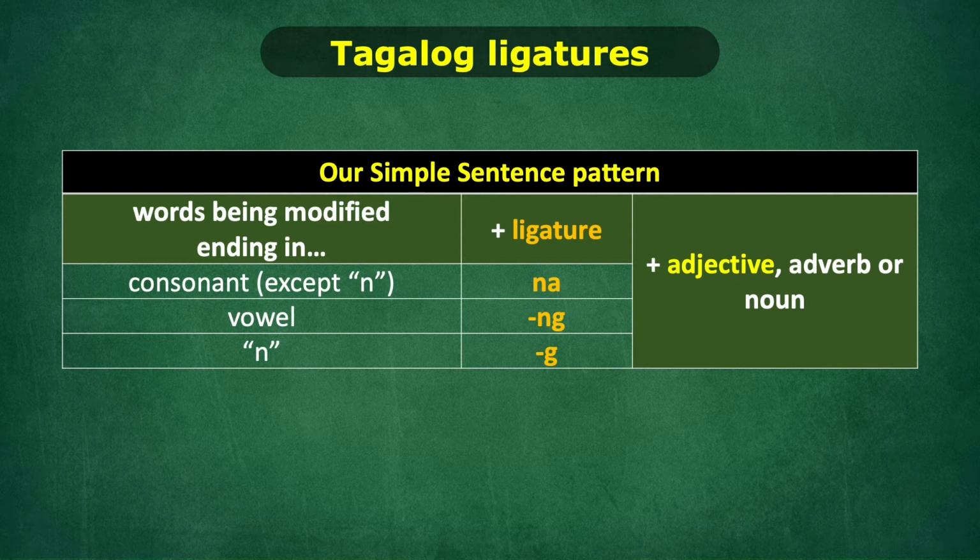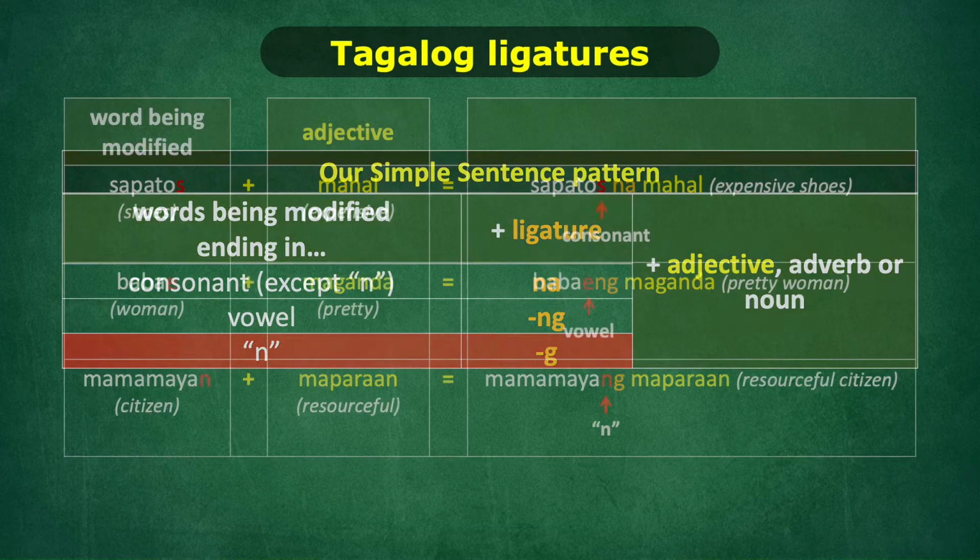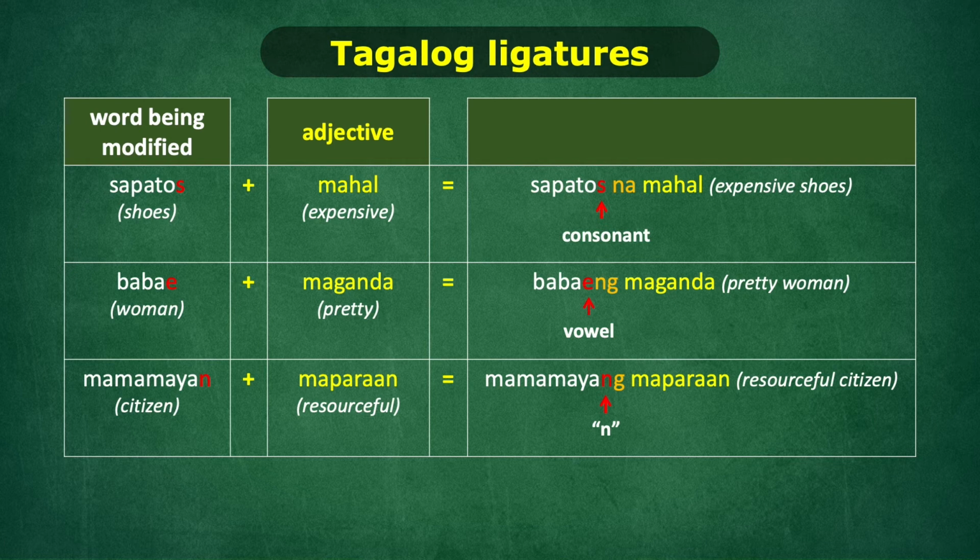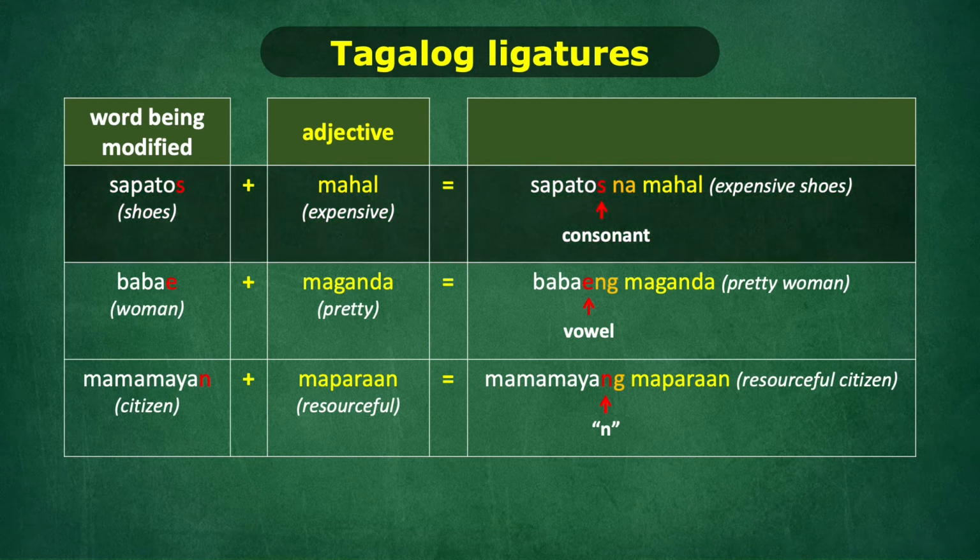In this pattern, we have learned about Tagalog ligatures used to modify words. We use the following ligatures: na, ng, and g. Now, let's take a look at how they are used. For example, sapatos, mahal. Sapatos na mahal, expensive shoe. Sapatos ends in the consonant S, so the ligature is na.